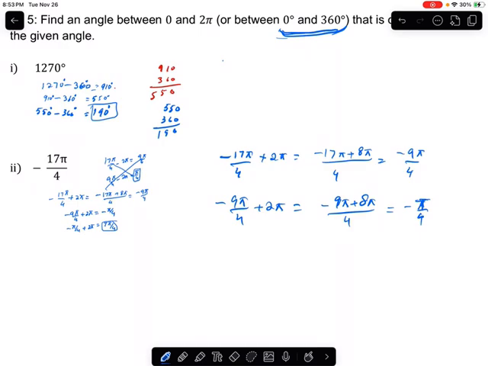So again, this angle is within one unit circle, but it is negative. We want it between 0 and 2 pi. So this is not between 0 and 2 pi, so we have to go one more time. We get 7 pi over 4, and so this is the correct answer.